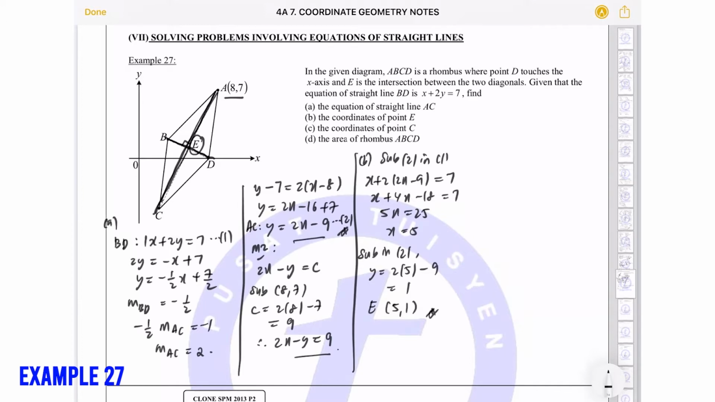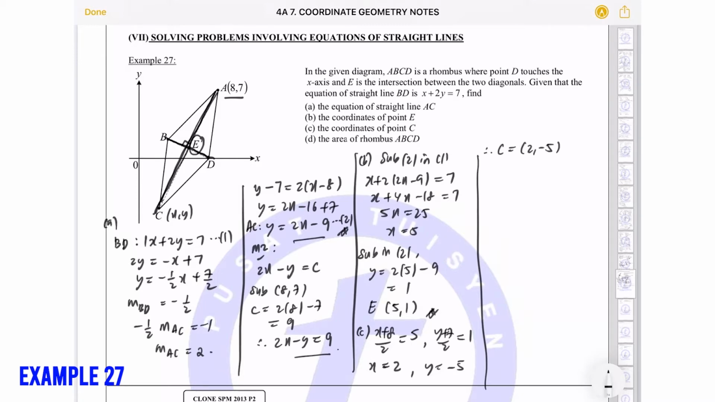Okay, how do you find the coordinates of point C? We know E is the midpoint of AC. So we let C be (x, y). E equals the midpoint of AC. So (x plus 8) over 2 equals 5, and (y plus 7) over 2 equals 1. So x is 10 minus 8, which is 2. y is 2 minus 7, which is -5. Therefore, the coordinates of C are (2, -5). Okay, next, how do I find the area of rhombus ABCD?